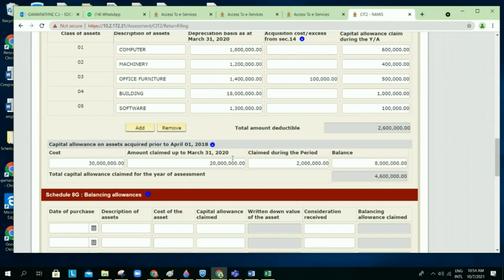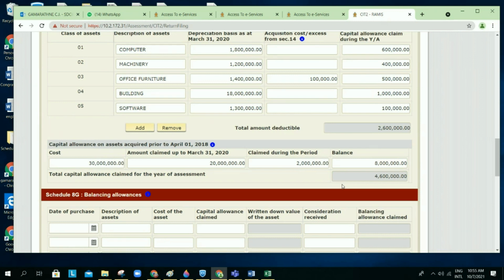It most probably arises on an asset-by-asset basis, but here you have to compute the value class by class, right? Then the first part we completed; the total amount deductible we can identify as 2,600,000. Then the second part, with regard to the assets acquired before 1st April 2018, you have to mention as a bulk value. No need to separate it based on the nature of the classes, right?